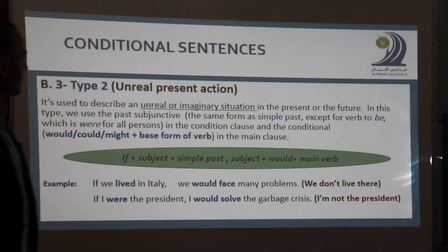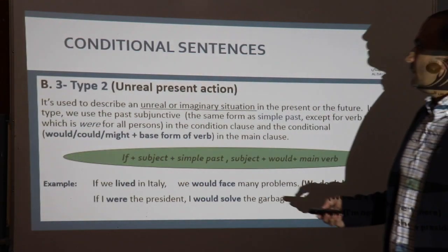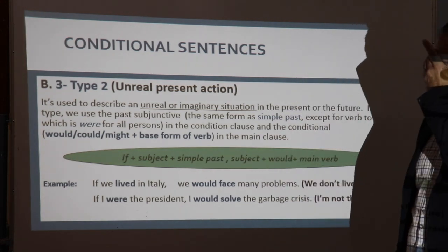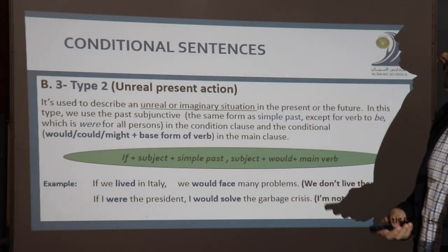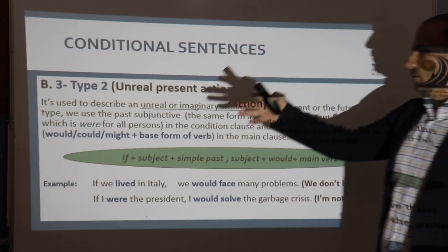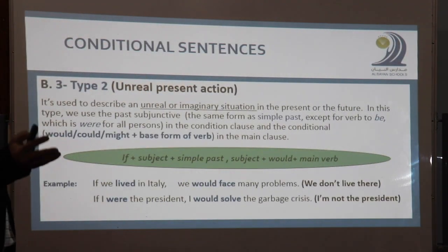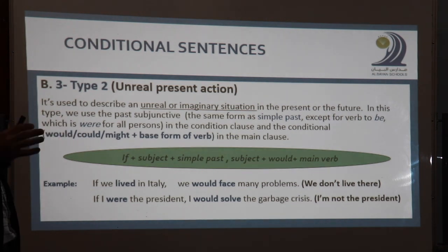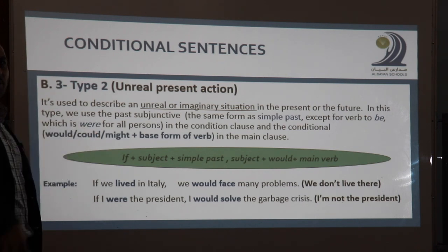Let's go to type 2, okay? Type 2, it's an unreal present action. What do you mean by unreal present action? It's used to describe an unreal or imaginary situation. Imagine that you are someone else. Imagine that something happened, yes? In the present or in the future. Unreal in the present. What do you mean by unreal in the present?